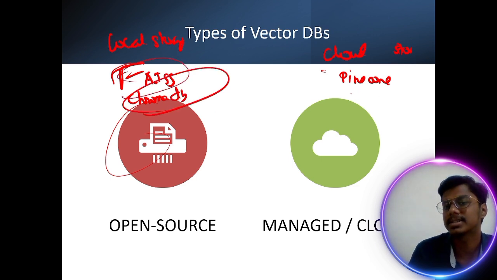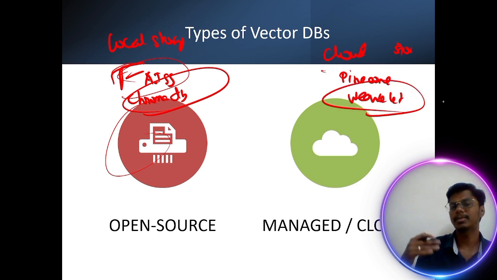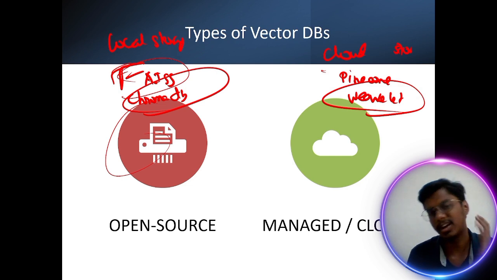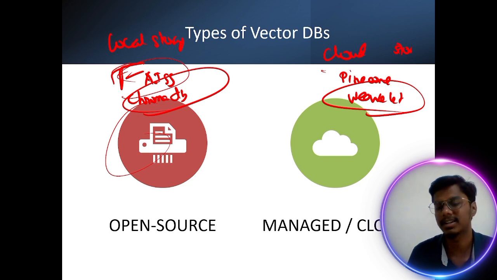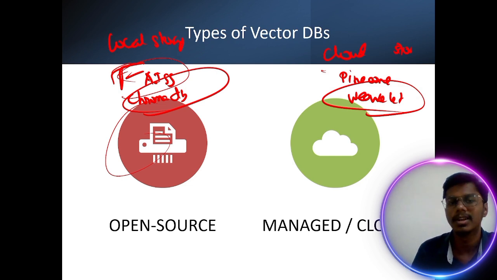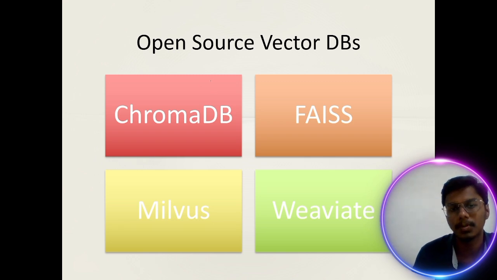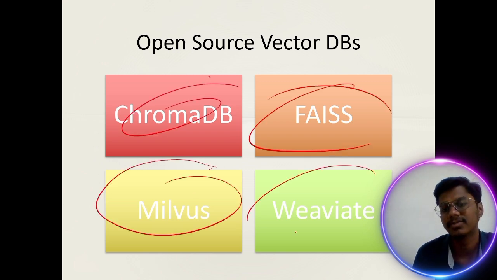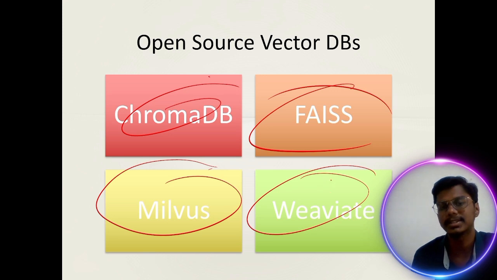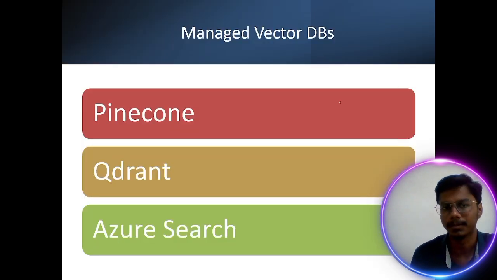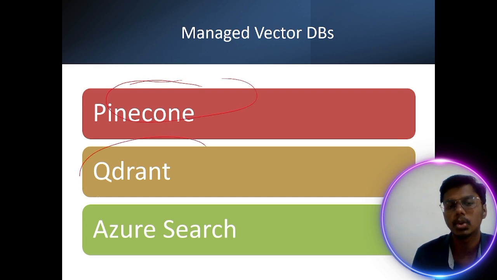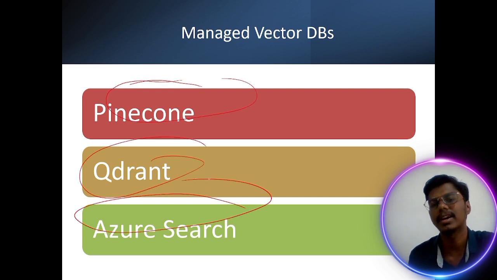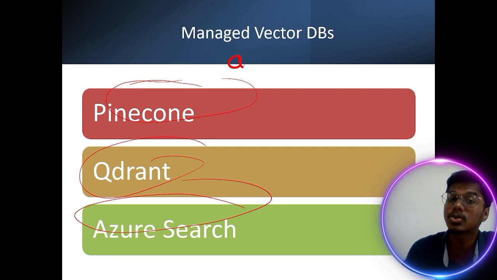Then there is also Weaviate. Likewise, there are a lot of databases coming up on the internet, and new ones are coming daily. I just come with the open source ones, right? Open source means ChromaDB, which I just told, FAISS and Milvus. Weaviate is also an open source database, but it is stored in the cloud. So managed vector databases are in the cloud, right? Pinecone, Qdrant, and Azure Search are also in the cloud. These are going to be stored in the cloud.